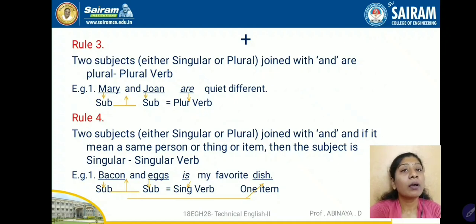Two subjects, either singular or plural, joined with and are plural. So, see the example, Mary and John are quite different. Here Mary is a subject, John is a subject, both subjects connected with and, and it is taken as a plural subject. So, we are using the plural verb are.